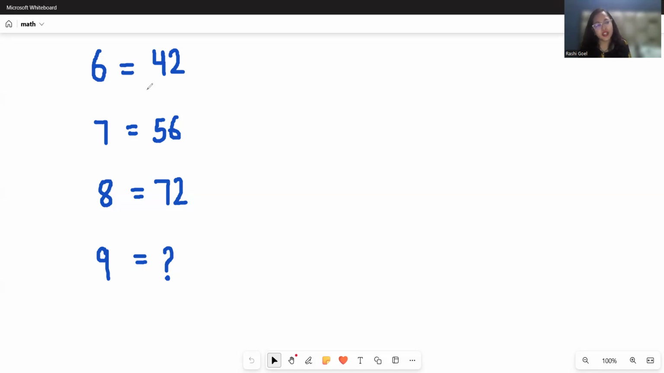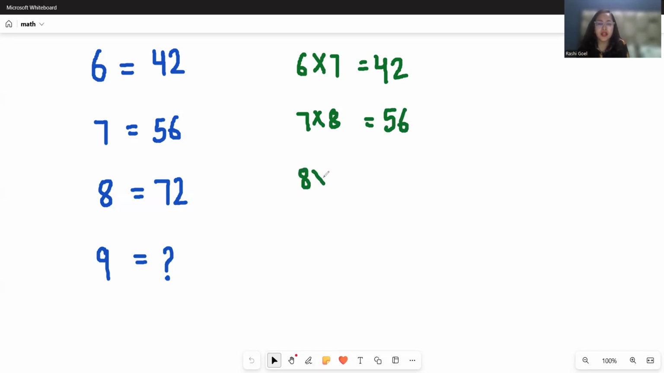And if you didn't, let's find out. So 6 to 42, how can we reach? By multiplying with the next number. 6 times 7 is 42. Similarly, 7 with its next number, 8. 7 times 8 is 56. 8 with the next number, 9. 8 times 9 is 72. So what do we multiply with 9? 10. So 9 times 10 is 90. So what replaces the question mark? 90.